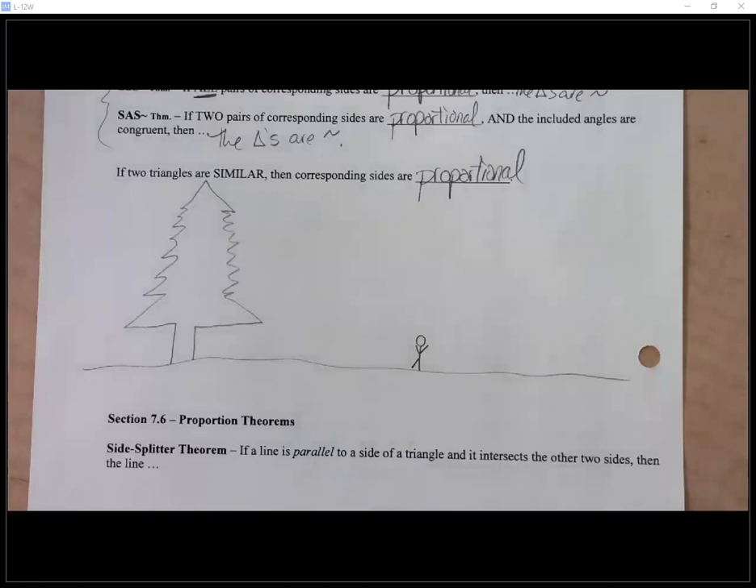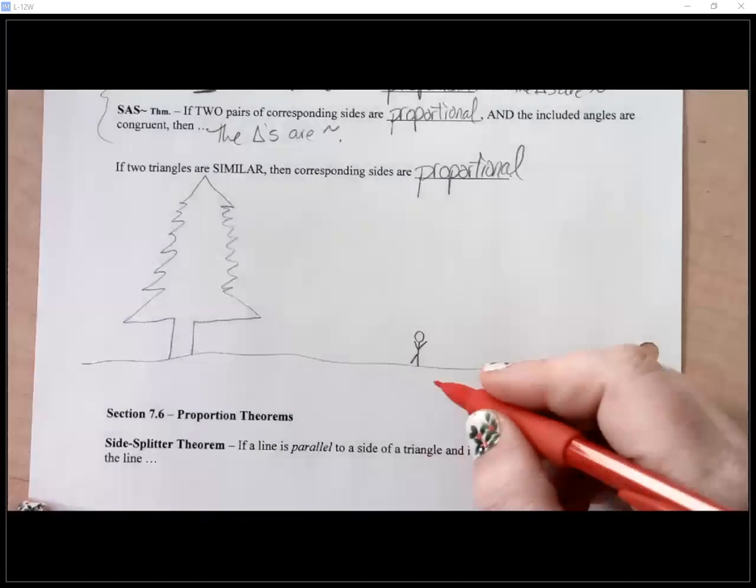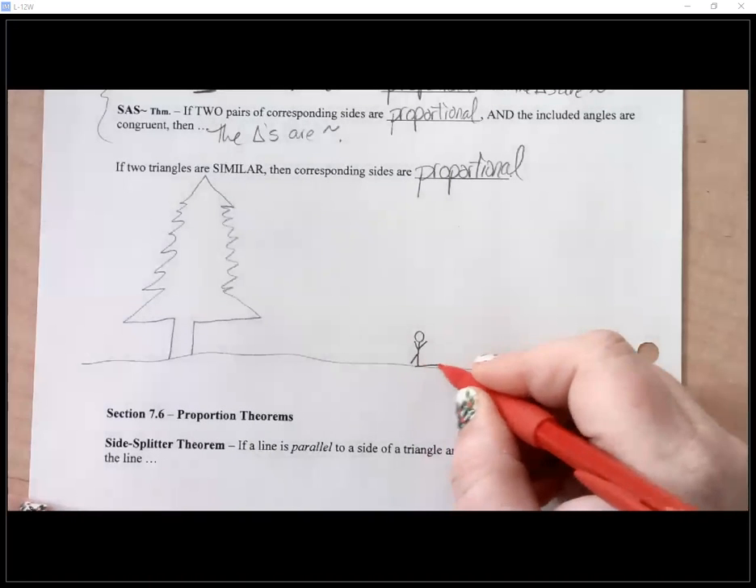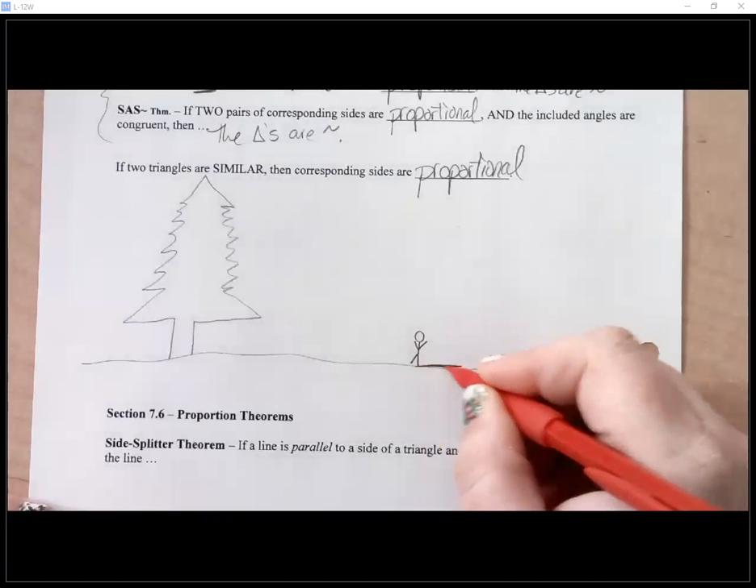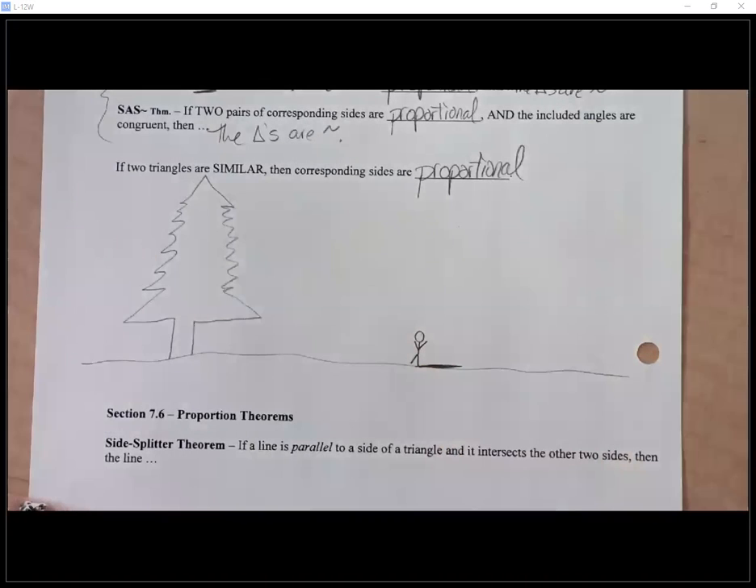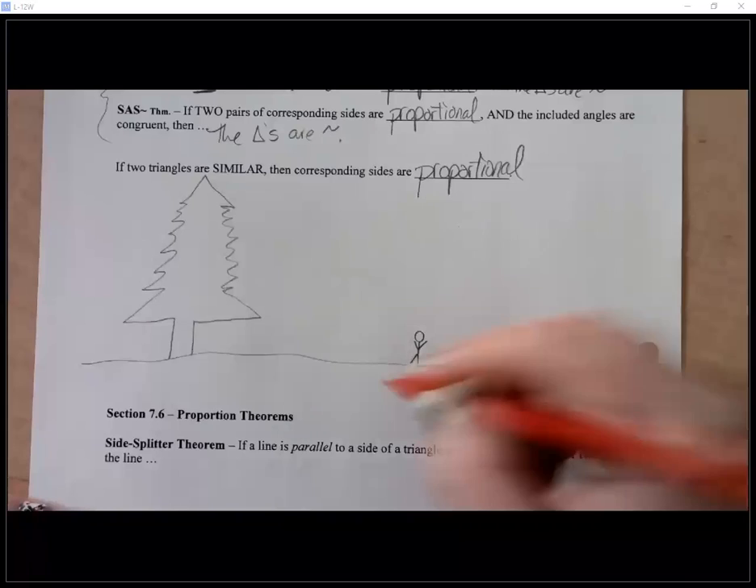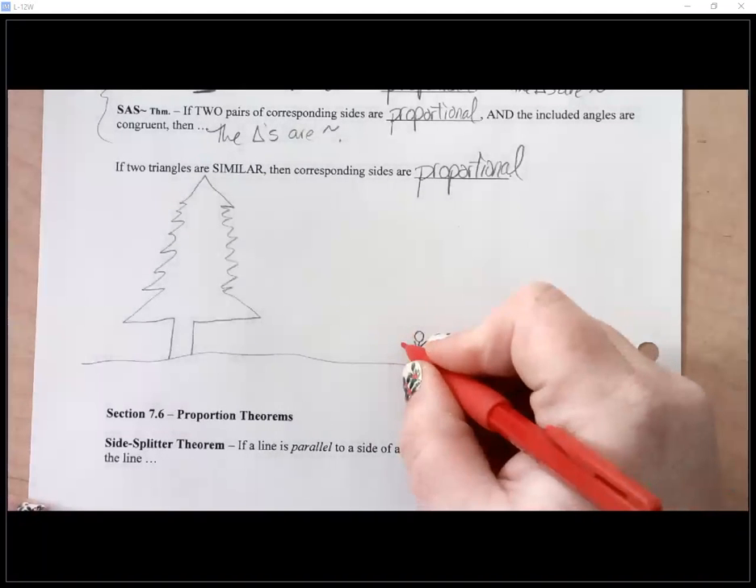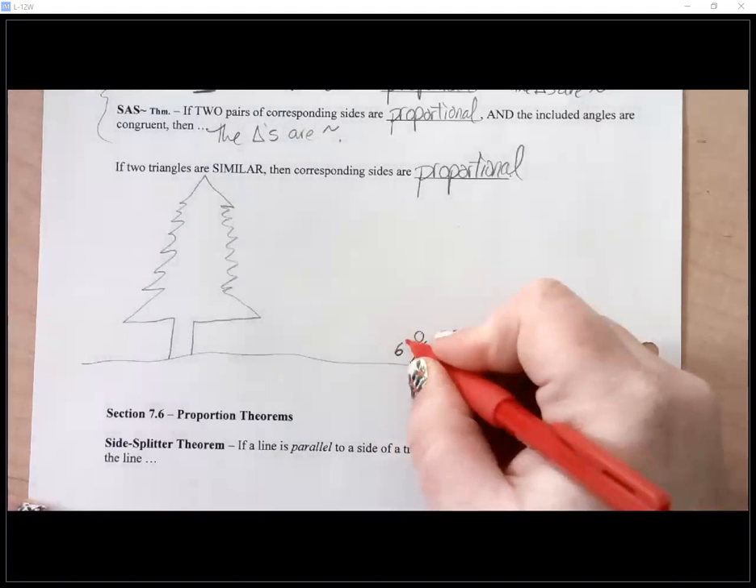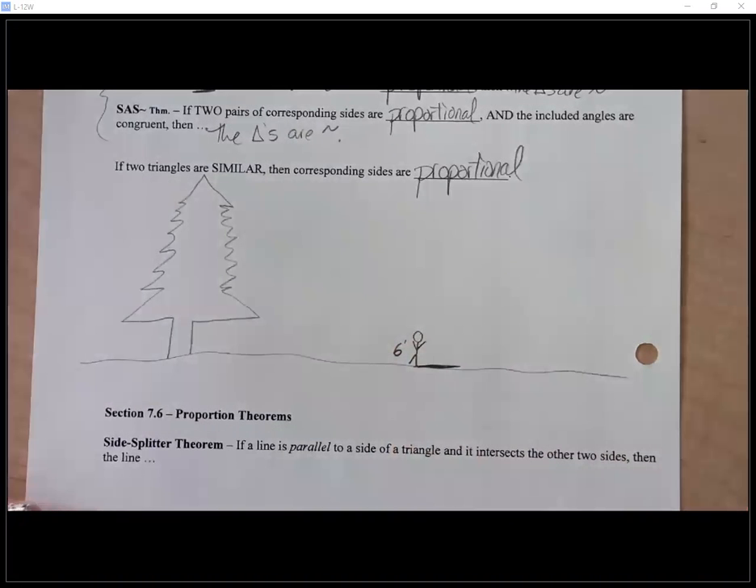You know how tall you are, or you could have someone measure how tall you are. And you could also measure the length of your shadow on the ground. So let's just say, for easy numbers, how tall do you want to be? 5 feet or 6 feet? Let's go 6 feet. I've never been 6 feet tall, I'm going to pretend. Let's say you are 6 feet tall.